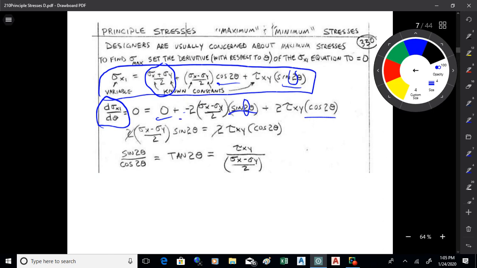So we can take this term, take it to the other side of the equation. It becomes positive then, divide the 2's out, and we get sigma x minus sigma y over 2 times sine 2 theta is equal to tau xy cosine 2 theta.